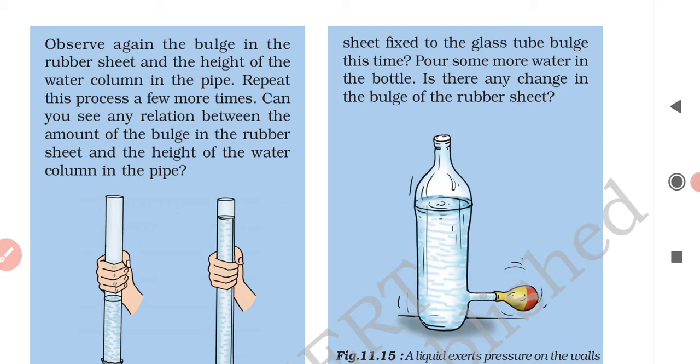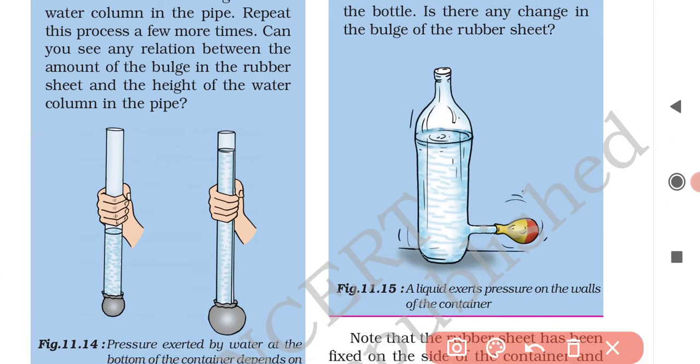Then you have to fix a small glass tube a little above the bottom of the plastic bottle, just like this. We can do this by heating one end of the glass tube slightly over a burner and then quickly inserting the hot end into the wall of the plastic bottle. So we should seal the joint of this glass tube with the plastic bottle by using molten wax, so that water does not leak from the joint.